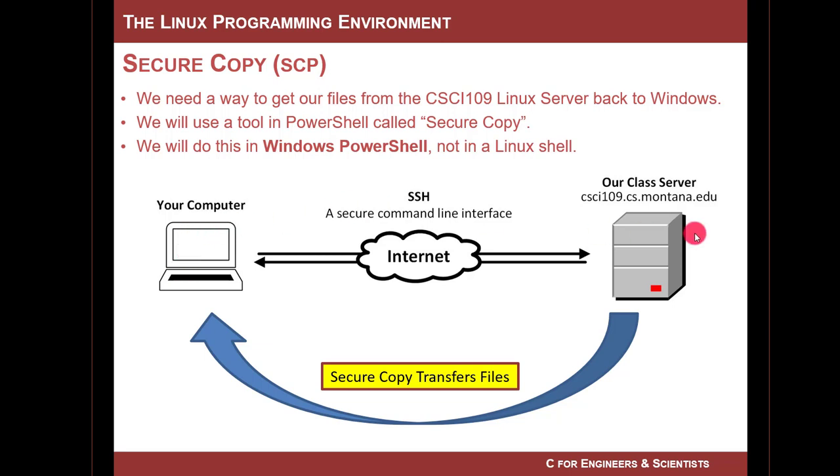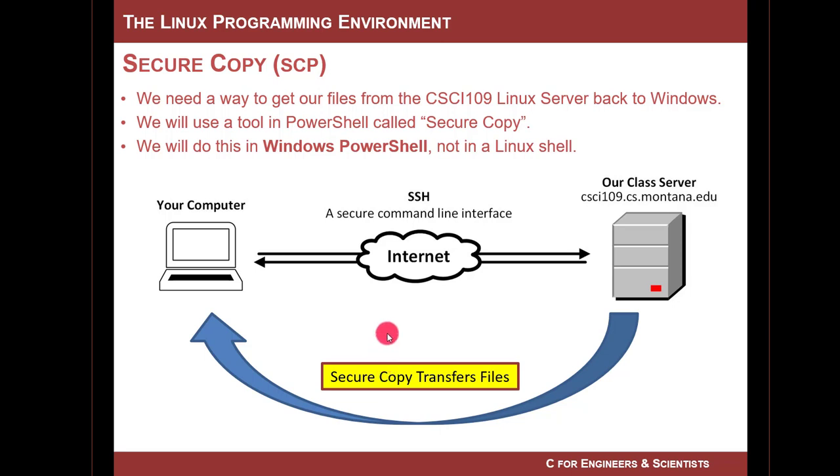And the way that we access it is over this thing called SSH, which is Secure Shell. When you open a Secure Shell, that allows you to do text editing and issue commands to the Linux server. However, if you want to copy a file from the server, the CSCI 109 server, back into Windows, you use a different protocol or a different command called a secure copy.